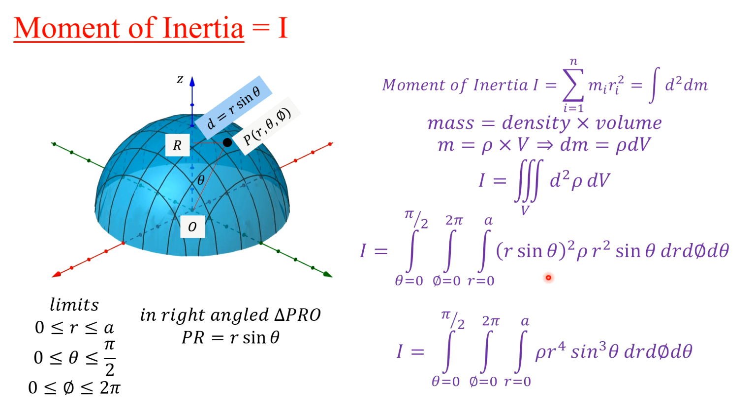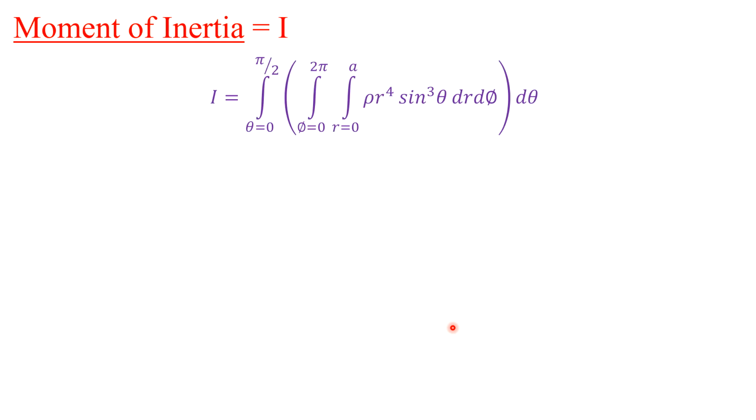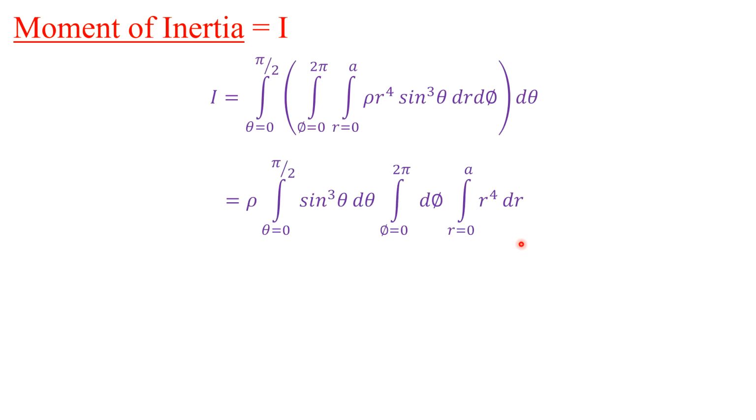So we get this triple integral rho r raised to 4 sine cube theta dr d phi d theta. Now because all the limits are constants, we can separately solve all three integrals, or we can solve using any order. So order of integration will not matter here because all the limits are constants. So let us solve it. We will separately solve every integral.